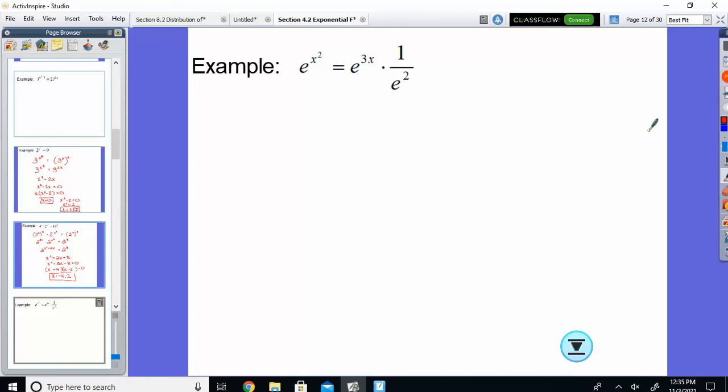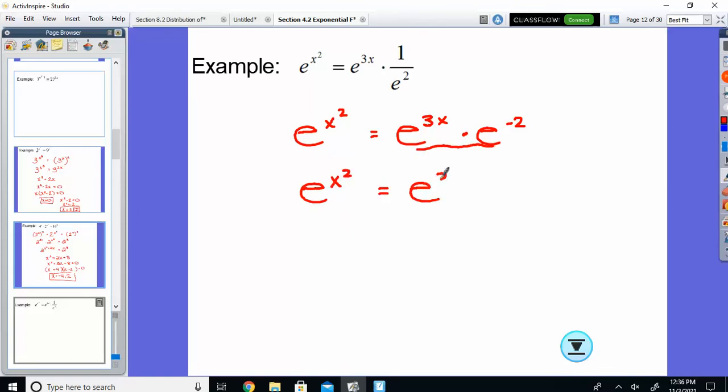I think we had one yesterday that was like a 1/5 and a 1/25, and we talked about flipping it with the negative exponent. So this means e to the x squared equals e to the 3x times e to the negative 2. So then on the right, if I'm multiplying these e's, what happens to the exponents?